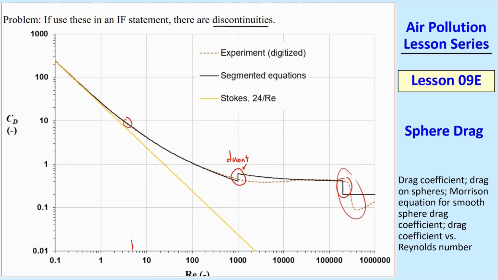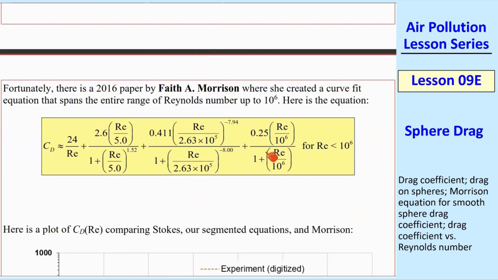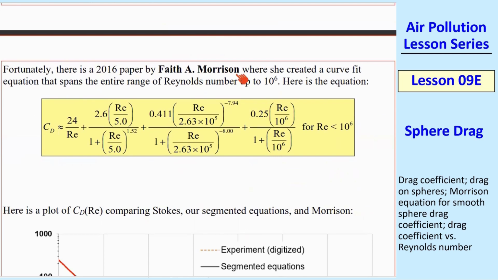And what happens is you can get into infinite loops where you're trying to converge on things and it's bouncing between right after the discontinuity and right before the discontinuity, and it just never will converge. So we had issues, and this is not a very good way to do the segmented equations with all these ifs. Fortunately, in 2016, a professor, Faith Morrison, figured out a curve fit for all the Reynolds numbers below 10 to the 6th.